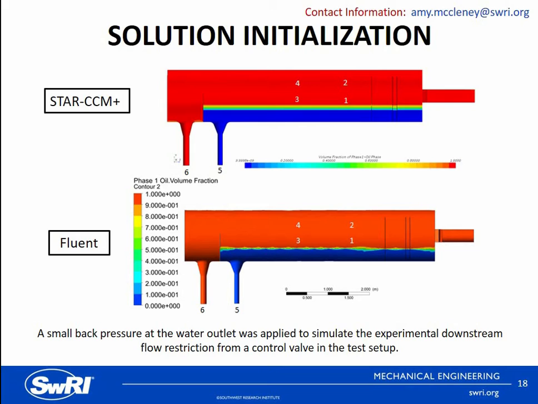The numbers that you are seeing in the images themselves, 1 through 6, indicate the locations where oil and water concentrations from the simulations were compared to the measured experimental values within the simulation results. So there were 4 inside the separator itself, there was 1 at the water outlet, and then finally the 1 at the oil outlet. And at the oil outlet, the experimental separation efficiency was mainly the driving factor used for comparison.